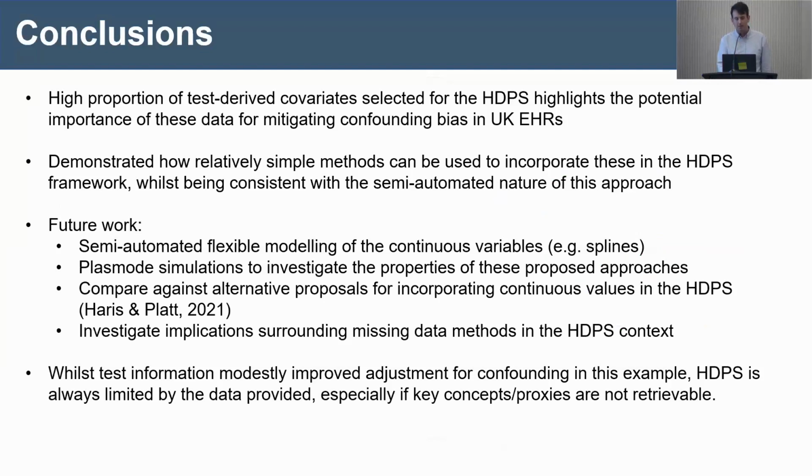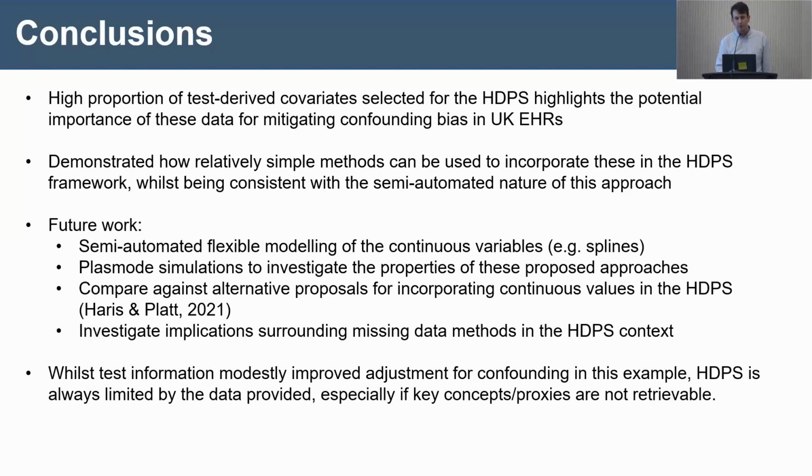So in terms of conclusions, the high proportion of test-derived covariates selected for the HDPS really does highlight the potential importance of these data for mitigating confounding bias in UK EHRs more generally. And we've just demonstrated how relatively simple methods can be used to incorporate these within the HDPS framework, whilst being consistent with the semi-automated nature of the approach generally.